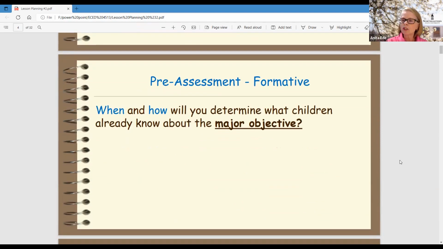So you're going to start out with your formative assessment. That is, what do they already know about the topic? Excuse me, dry air. So first thing you're going to do is assess what they know.